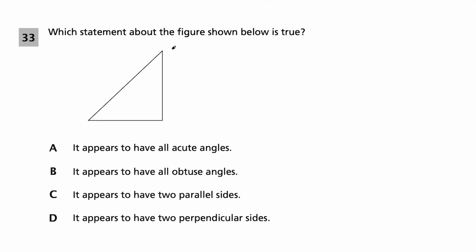Question 33, which statement about the figure shown below is true? And we have this triangle over here. For choice A, it says it appears to have all acute angles. Remember, acute angles are less than 90 degrees. Those are the small angles. But notice over here that this angle is exactly 90 degrees, at least the way that it is drawn.